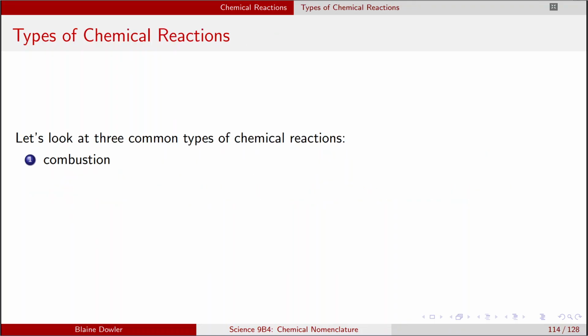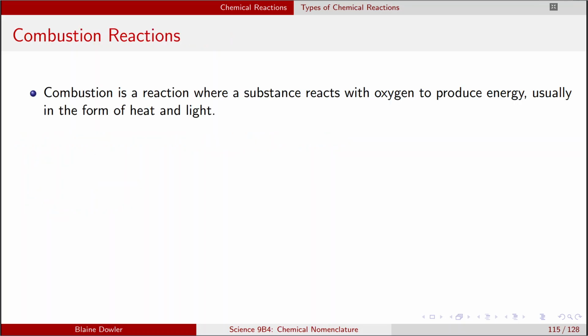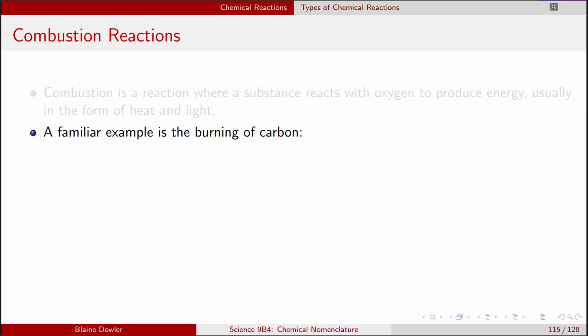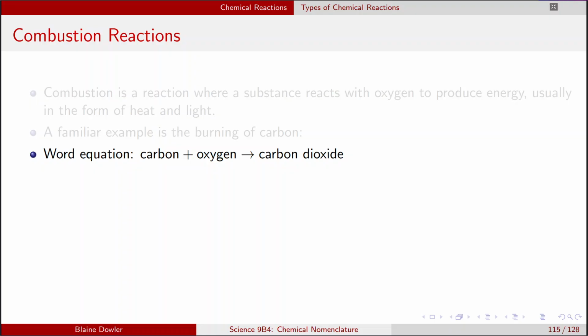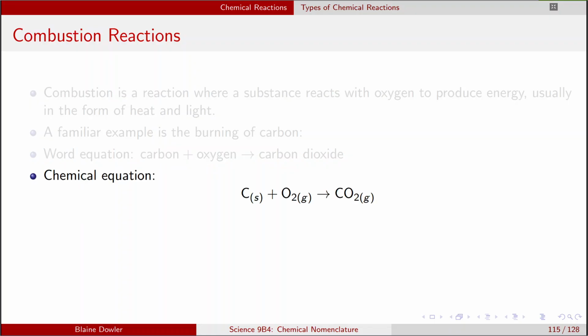So let's look at three common types of chemical reactions: combustion, corrosion, and replacement. Combustion is a reaction where a substance reacts with oxygen and releases energy, usually in the form of heat and light. A familiar example is the burning of carbon. The word equation is carbon plus oxygen produces carbon dioxide. The chemical equation: carbon plus oxygen produces carbon dioxide.